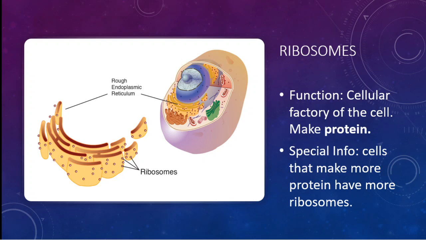Ribosomes. Their function is being the cellular factory of the cell. They make proteins. Ribosomes make our proteins. The special information is that cells that make more protein have more ribosomes. You can see these on another one that we call the rough endoplasmic reticulum. The little dots on there are the ribosomes. They're just little dots, and these are in plants and animals.